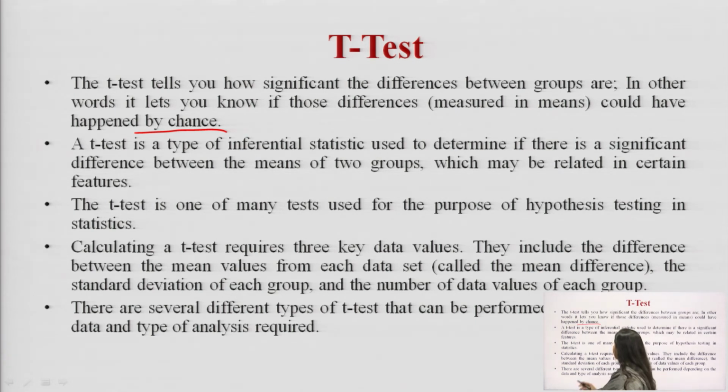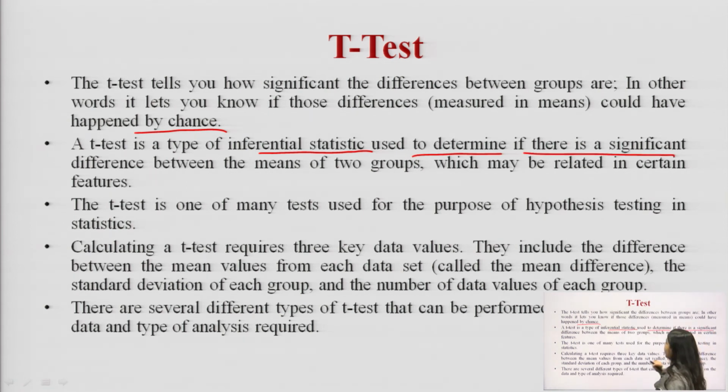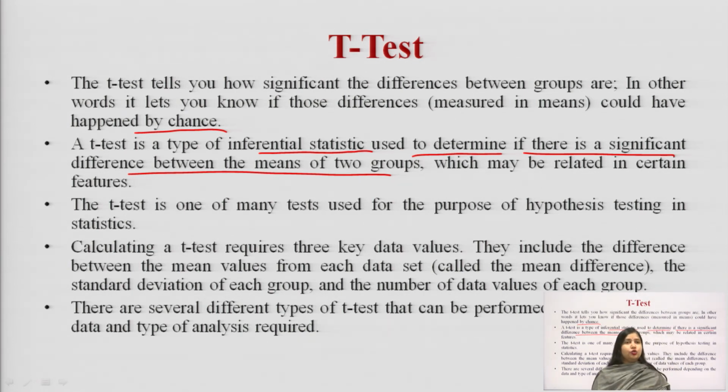A t-test is a type of inferential statistic used to determine if there is a significant difference between the means of two groups or not. Suppose you try to find out whether there is a significant difference between two groups. Take an example: if you want to know the satisfaction level of males and females.